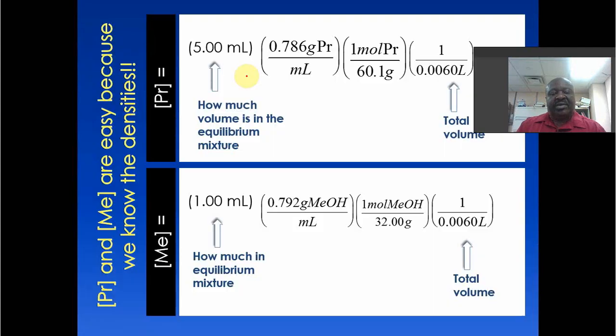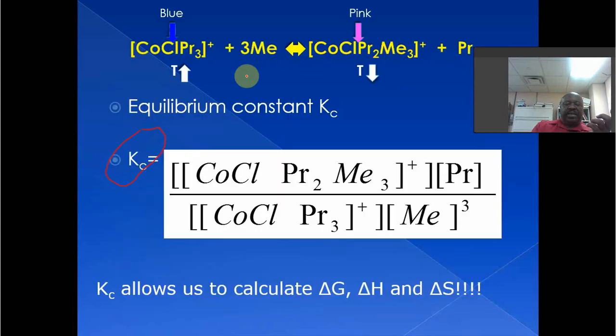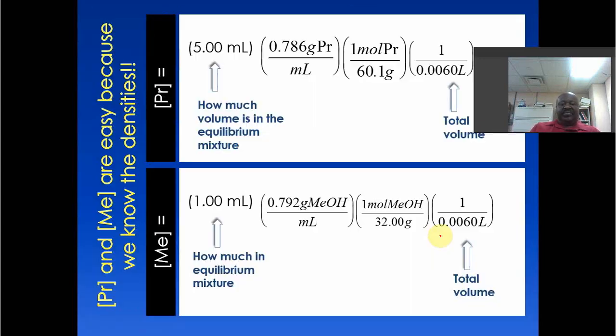All right, so how are we going to do this? First of all, think of that equilibrium constant. Two of the things we'll need are the concentration of the propanol and the concentration of the methanol. It turns out that those are easy. Let's go back here. We're looking at this. What's this term here? And what's that one there? Those are easy.